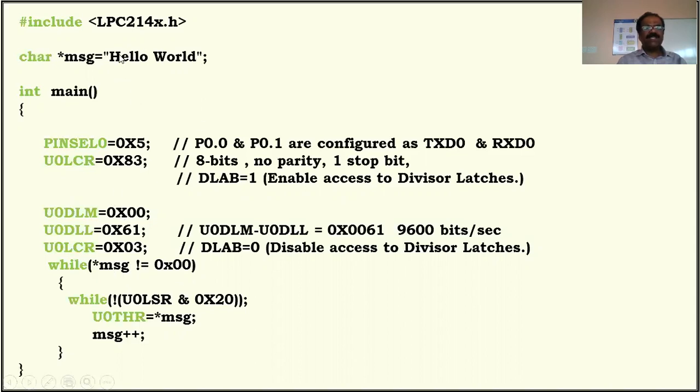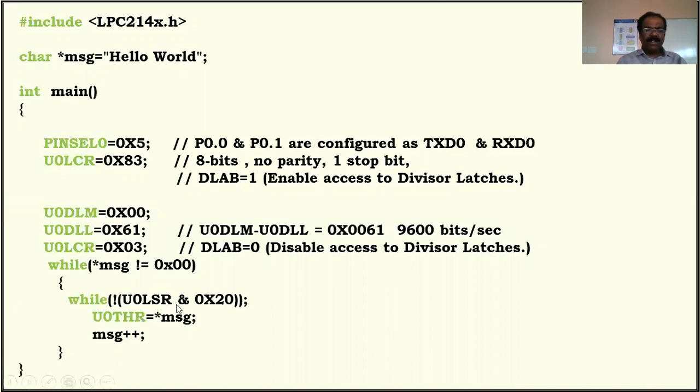Okay, here what is the first value? First character H. H not equal to null. Yes, true. It enters into while. Now while, this is very important. Just as I explained in the previous case, LSR, line status register. Here we have to check whether THR is empty or not.